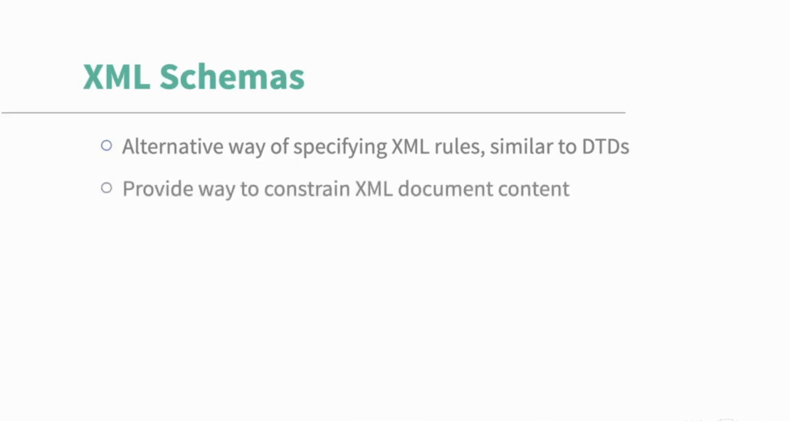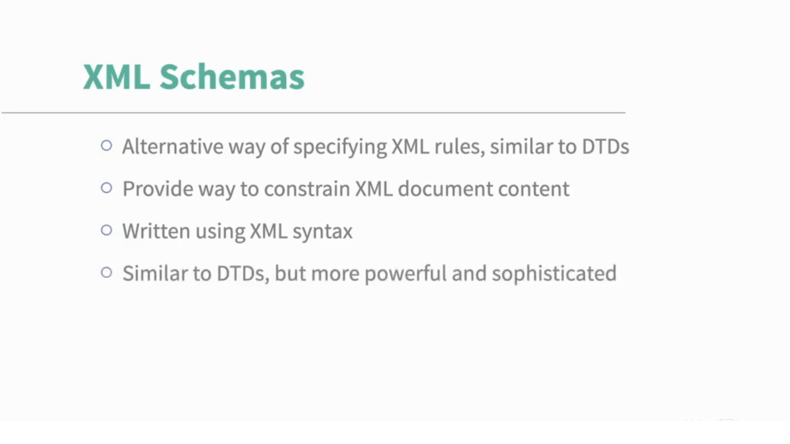Schema allows you to constrain your XML content just like document type definitions do, so in that way they're similar. Schema files are written using the same XML syntax that you use to write your XML data, so this is in contrast to DTDs, which use their own custom syntax. DTDs are kind of like XML, but they don't really follow XML formatting rules.